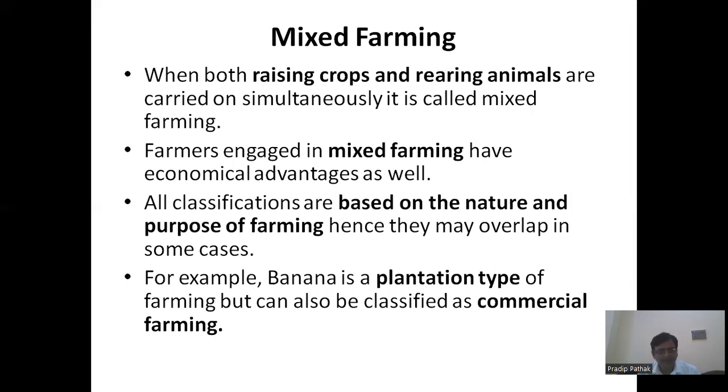Also, the classifications are based on the nature and purpose of the farming. One example is banana, which may be a plantation type of farming, but can also be classified as commercial farming. Because it is a single plant, it is plantation type, but when it is used for commercial purposes, it is also classified as commercial farming.